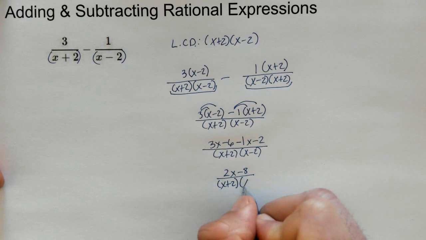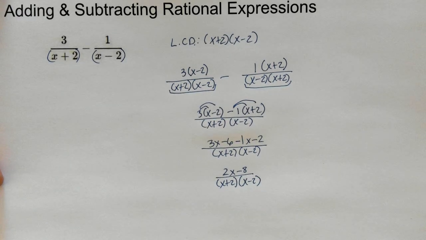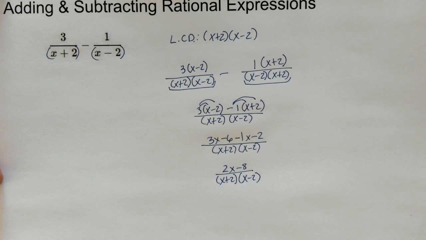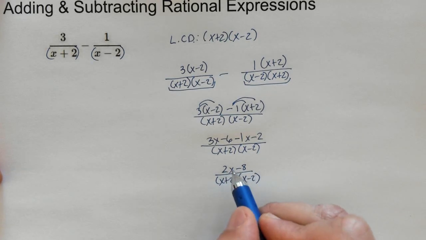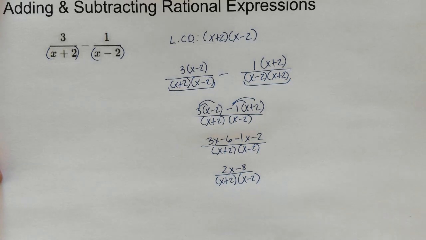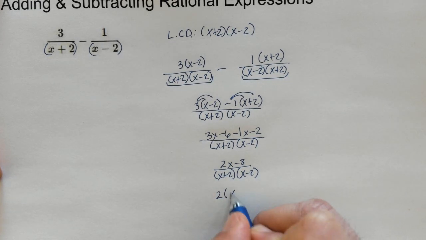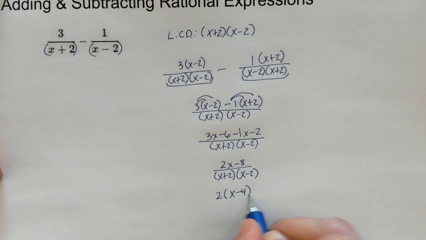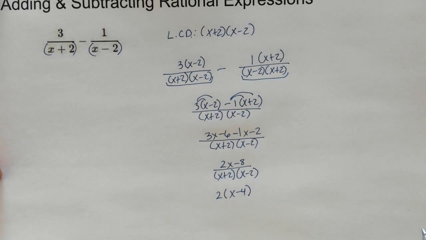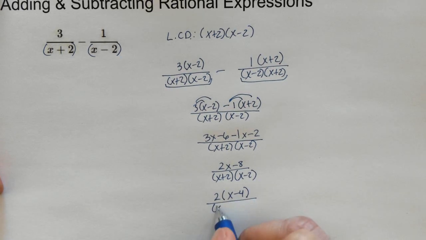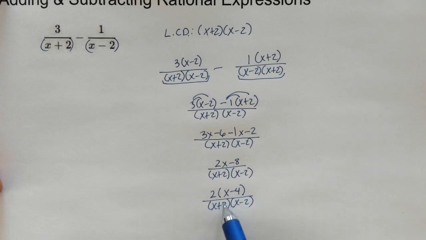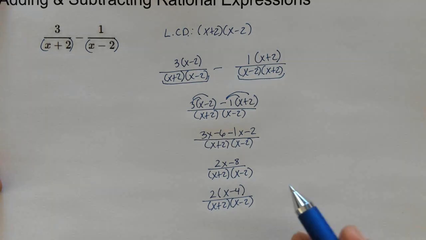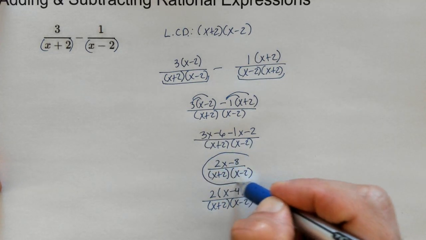Over x plus 2 times x minus 2. Now, I'm always going to try to simplify the problem as much as possible, so I notice that the top has a 2 in common. They can both be divisible by 2. So I can rewrite this problem as 2 times x minus 4. Right? 2x divided by 2 is just x, and negative 8 divided by 2 is negative 4. In the denominator, I have x plus 2, x minus 2. Unfortunately here, none of the factors can cancel out. So I could have just left it like this.